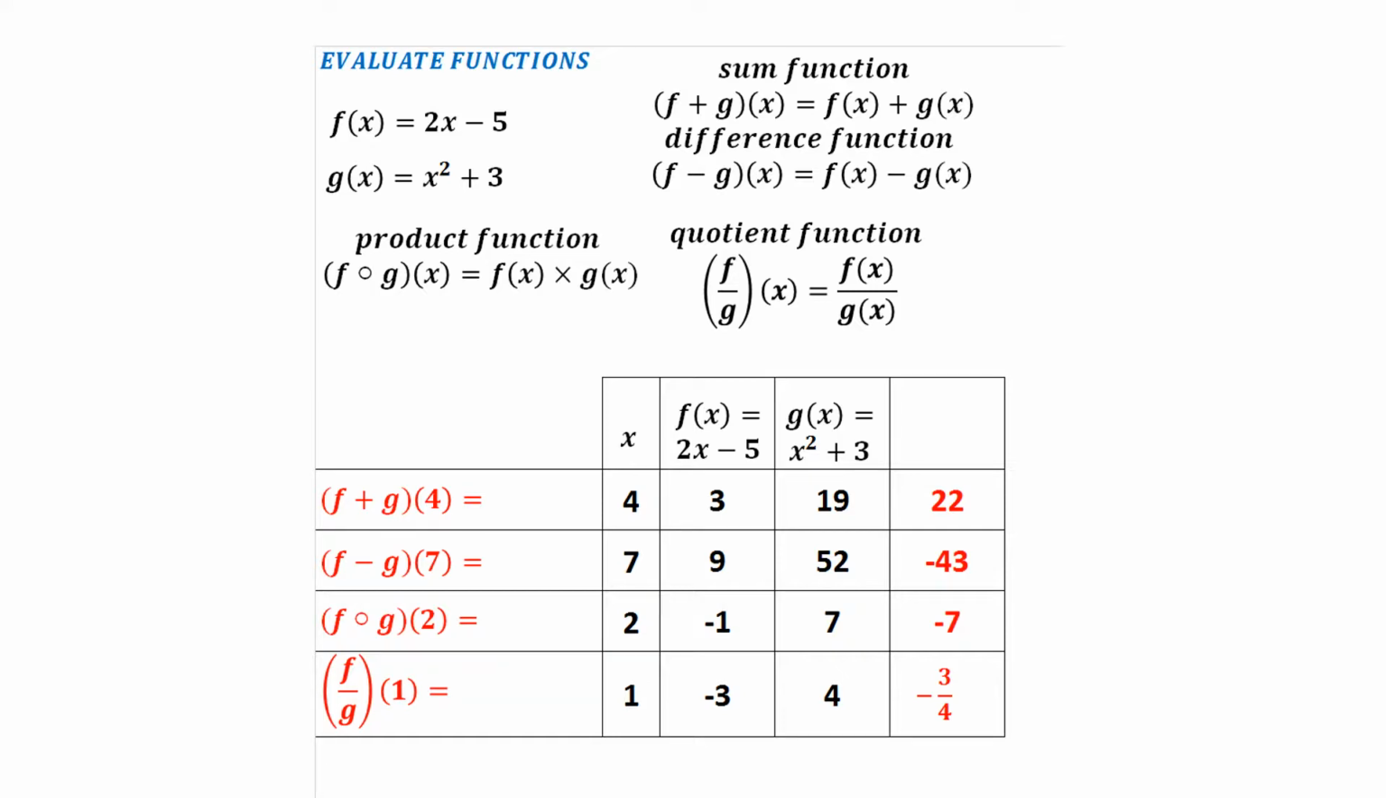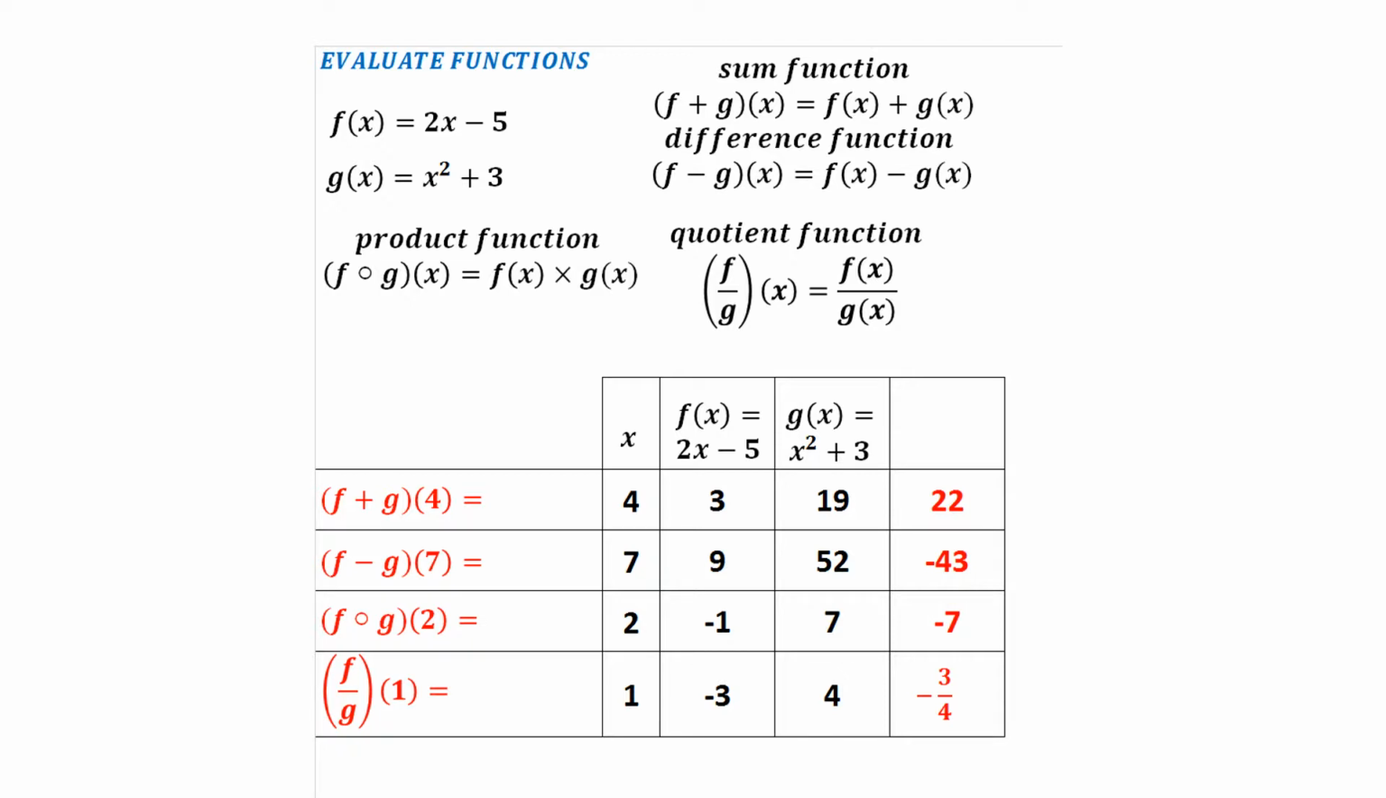So for 4, x is 4. We'll plug the 4 into 2x minus 5. So 2 times 4 is 8 minus 5 is 3. And now we go down to 7. 2 times 7 is 14 minus 5. That's 9. We put a 2 in. 2 times 2 is 4 minus 5 is a -1. And you put a 1 in. 2 times 1 is 2 minus 5 is -3.